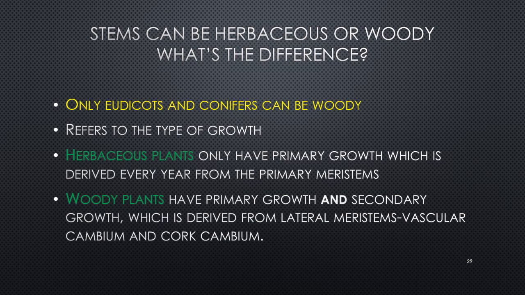And woody refers to a specific type of growth. So herbaceous plants have only primary growth, right? So those are derived from the primary meristems. Woody plants have primary growth, and they additionally have secondary growth. So when we talked about those secondary meristems or lateral meristems, that's only found in woody plants. So our vascular cambium and our cork cambium are only found in woody plants.